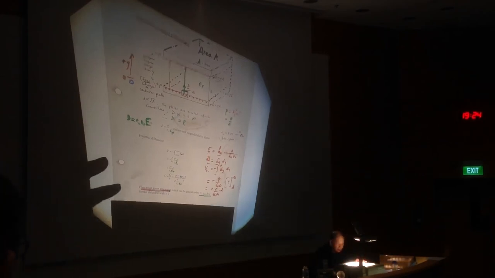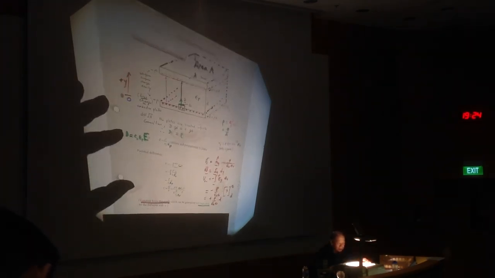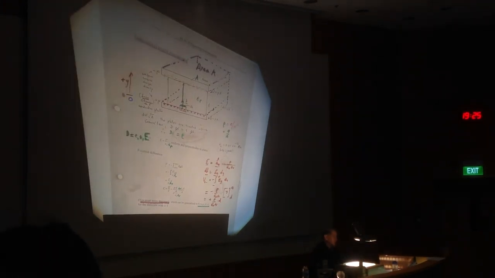Let me just give an example. Experiment is a different module, no? Give an example where the medium inside the dielectric is not constant. And if you try to use E, you are finished.